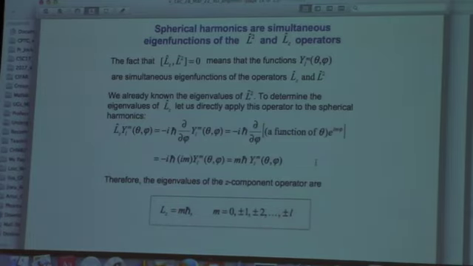Okay, so this is just a summary of the L square and LZ operators, that they commute. That's why they can have simultaneous eigenfunctions. And these are eigenfunctions, these are eigenvalues. The eigenvalues for LZ are related to m. The eigenvalues related to L square are related to the L value, L times L plus 1.